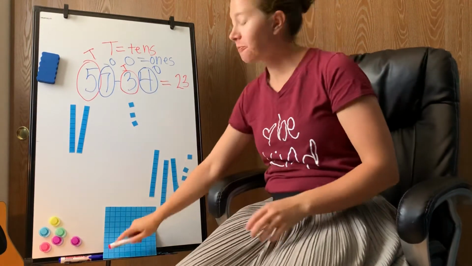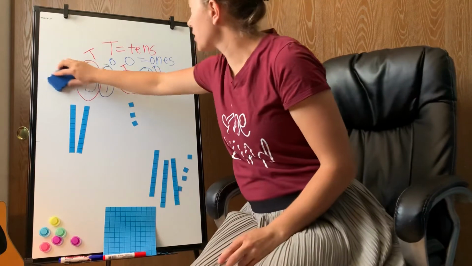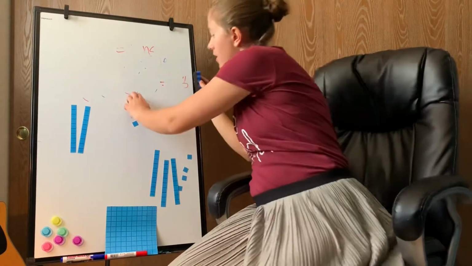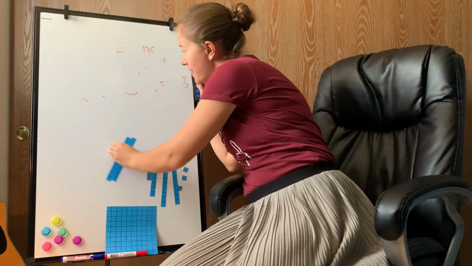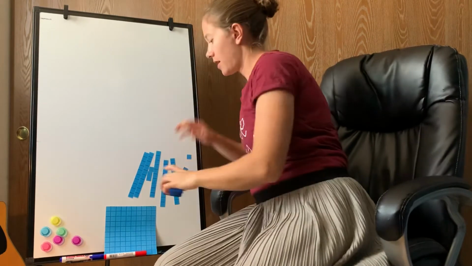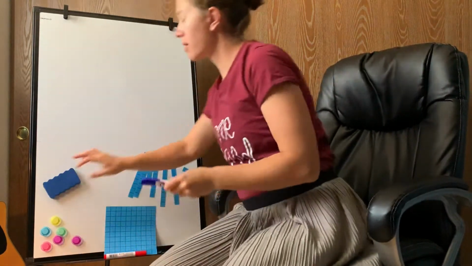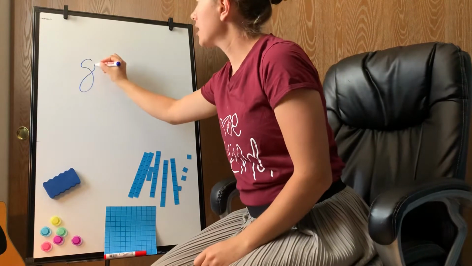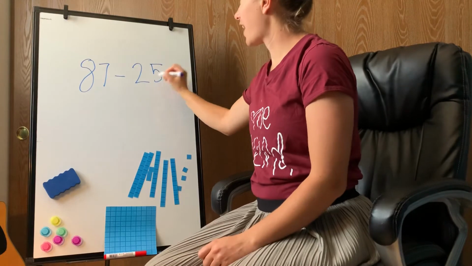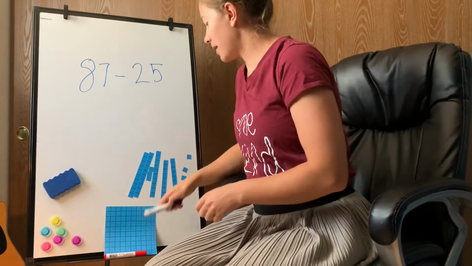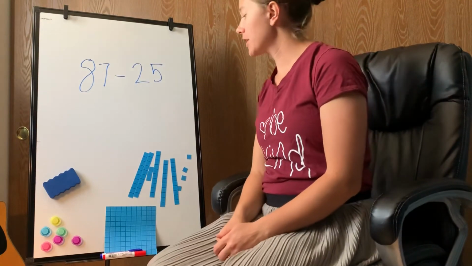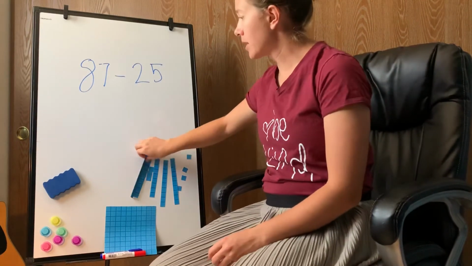So I'm going to solve another problem. I'm going to erase my work and move my tens and ones down. So, the next problem is going to be 87 take away 25. All right. If I need to label the tens and ones, I'll do so. I'm going to make my first number.